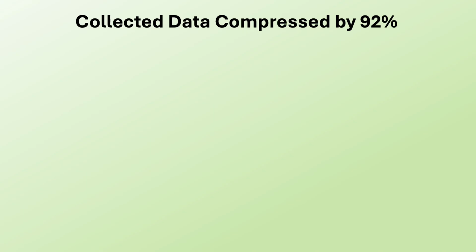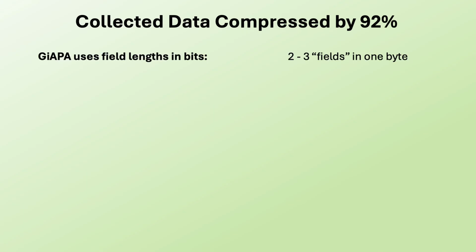Here are some of the techniques used. GiAPA field lengths are in bits whenever possible. Example, file type, physical or logical, needs only 1 bit. A file is open for input, output, or update that requires 2 bits. We still have 5 more bits to go.